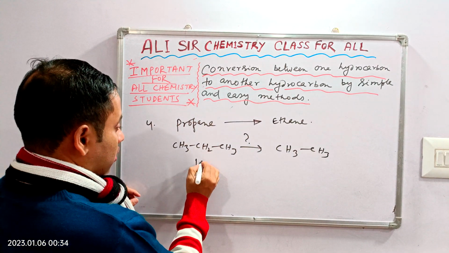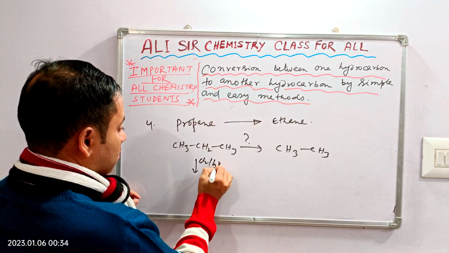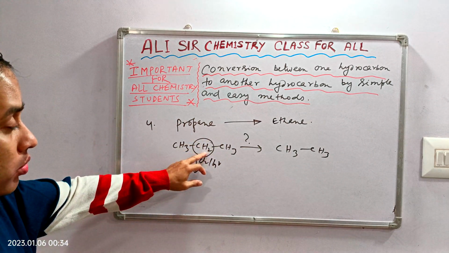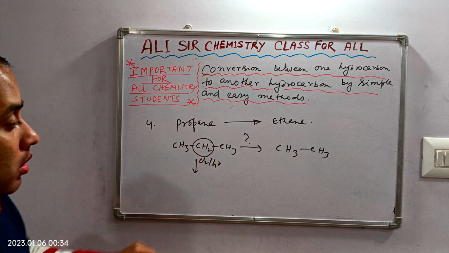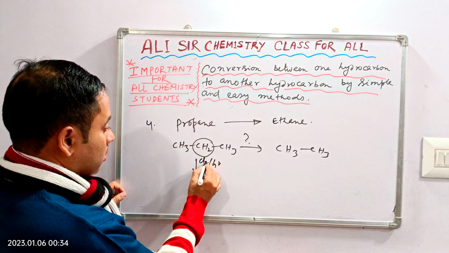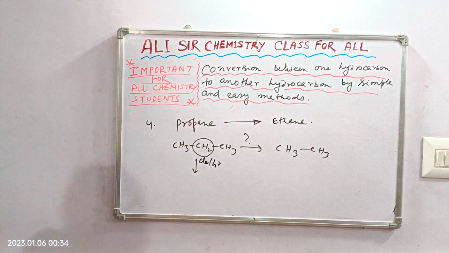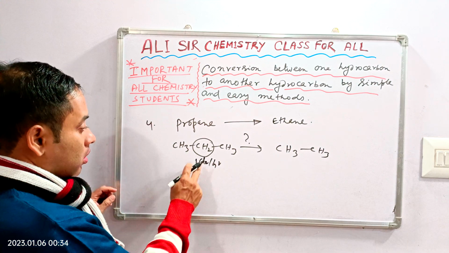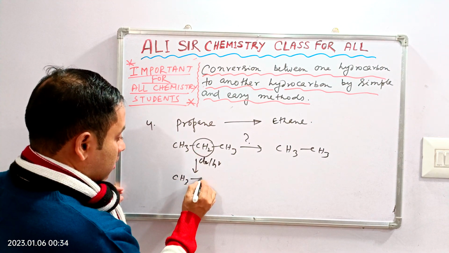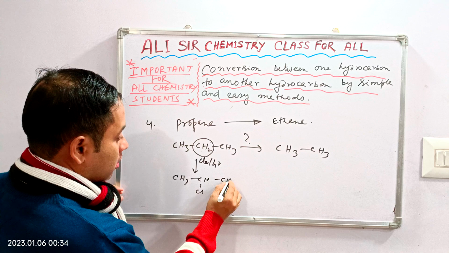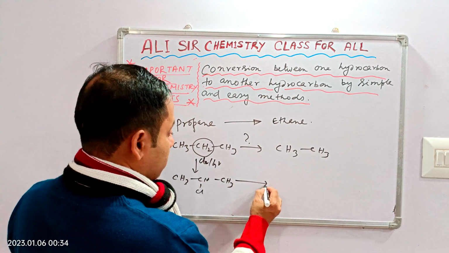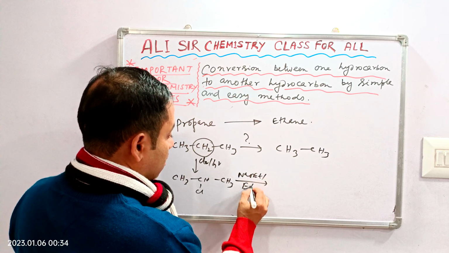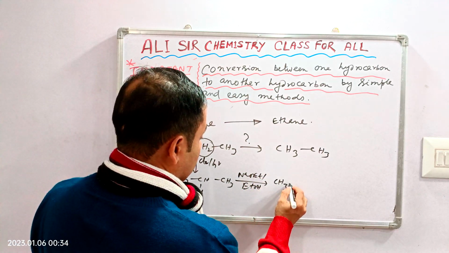Now we use the same method, chlorine with h nu. This hydrogen is most reactive because this is 2 degree and this is 1 degree. All of you know about halogenation. If you don't know, go through any book and read the halogenation of alkanes. So what will we get? CH3CHClCH3. Use an elimination reaction, the same method: sodium ethoxide, ethanol. What will we get? Propene.